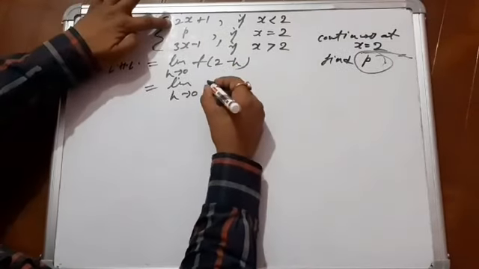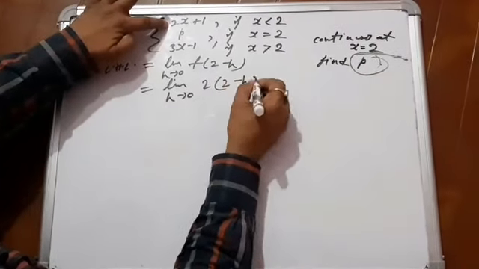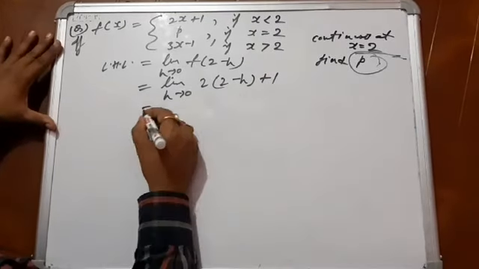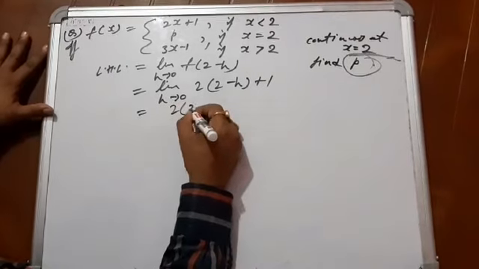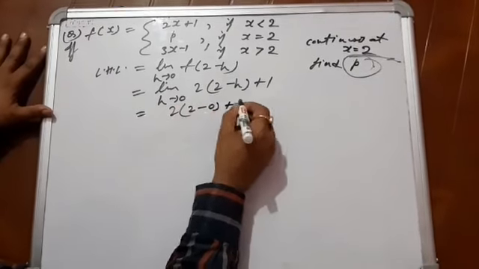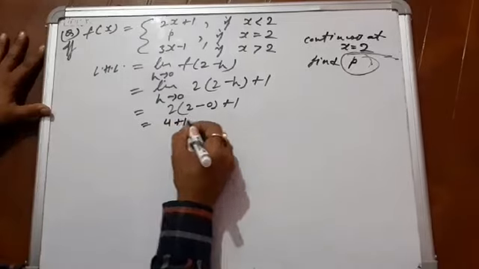At the first portion, it is 2 into 2 minus h plus 1. Use the value of limit here. Then it is 2 into 2 minus 0 plus 1, the value is 4 plus 1, that is 5.